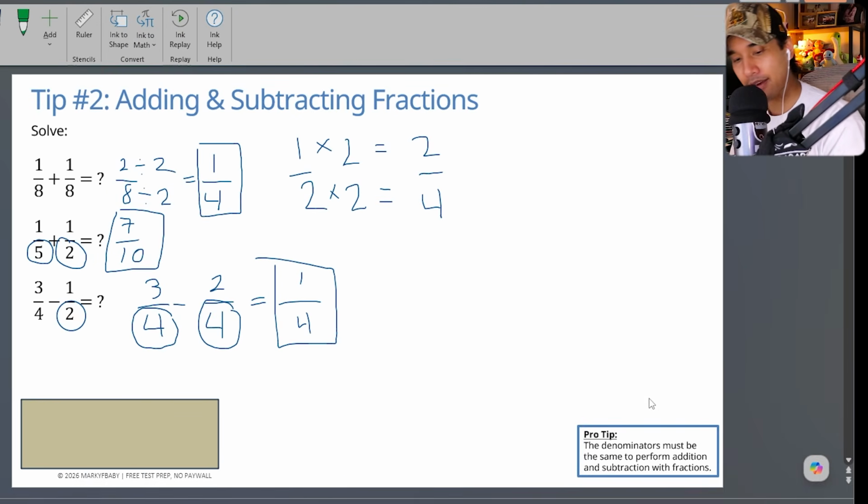I have this gnat that's just super annoying. And that's the key to solving problems with adding and subtracting fractions.